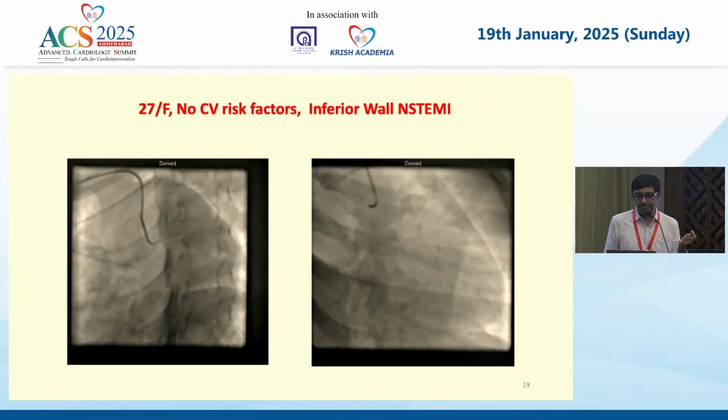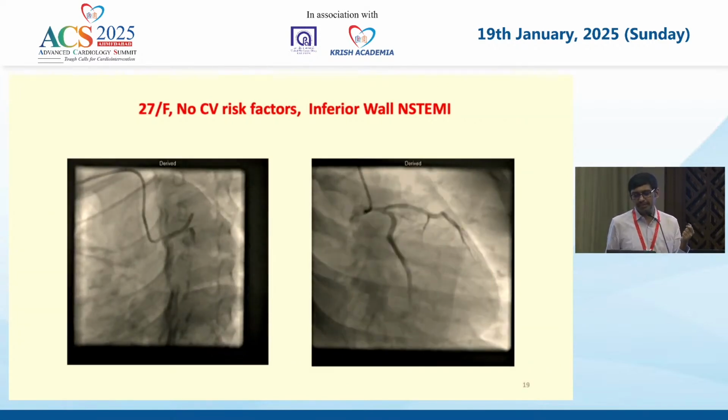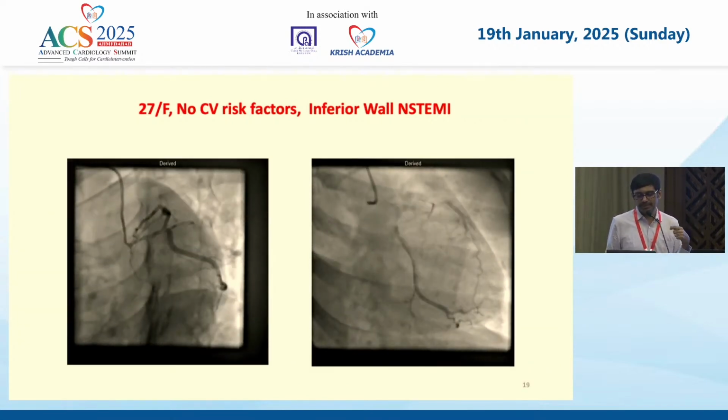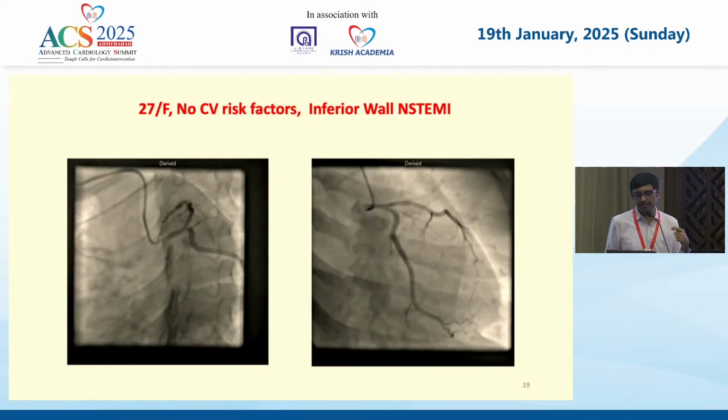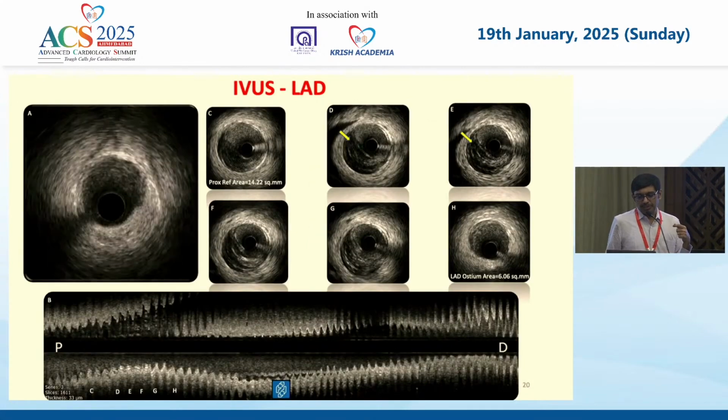surgery. And this is a 27-year-old female, no cardiovascular risk factors, presented with inferior wall STEMI. This is an angiogram, smooth appearing distal left main, LAD, LCX lesions. So this is what the IVUS showed in this patient.